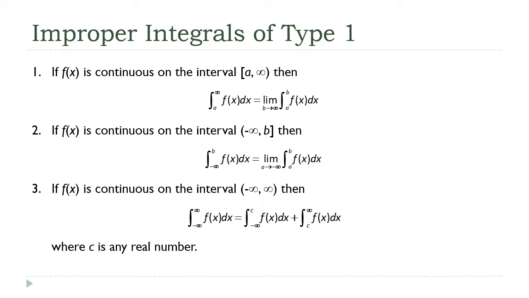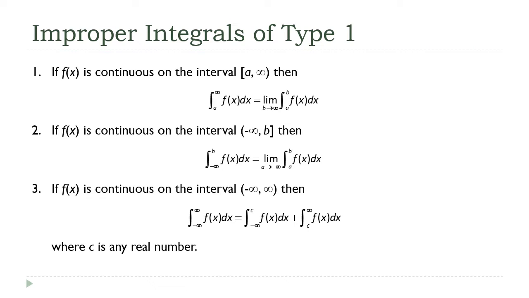So in this lecture, we're going to be looking at what are called improper integrals of type 1, or of the first type. These are ones where the range that you're integrating over isn't finite. There's going to be an infinity in the range somewhere. And there's three different ways that this can happen.